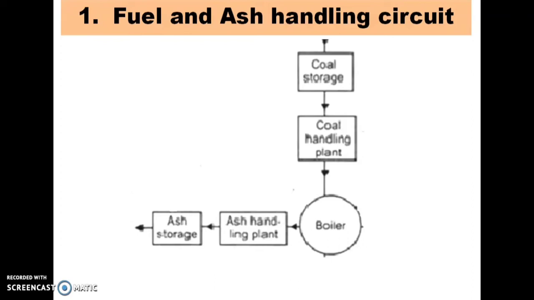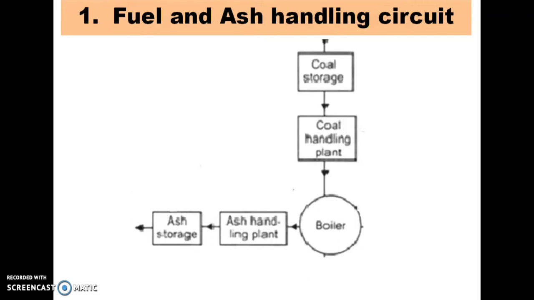So that coal is called pulverized coal. Then that coal is given to the boiler, where the combustion of this coal happens, that is, burning of this coal in the presence of air. Then steam will get produced. While burning this coal, ash is produced, which is transferred towards the ash handling plant. And finally, the ash will get disposed.